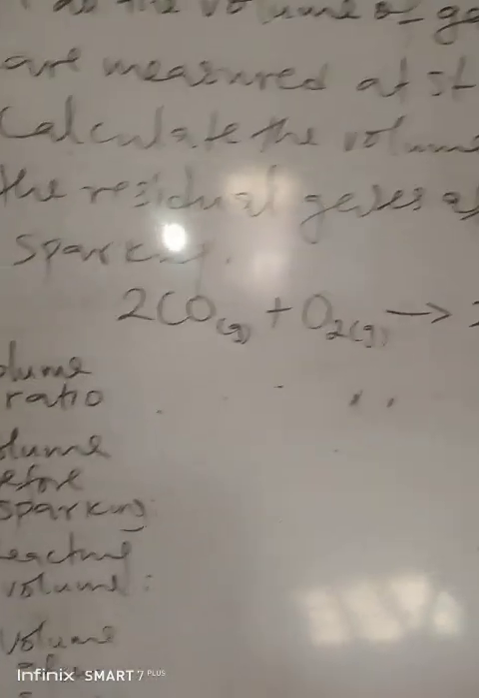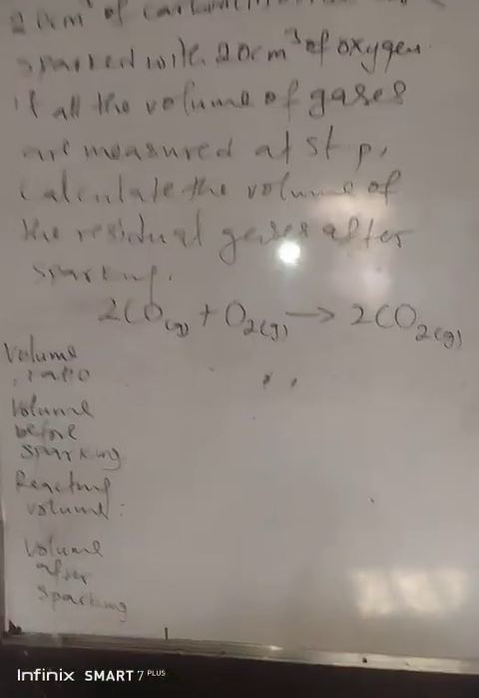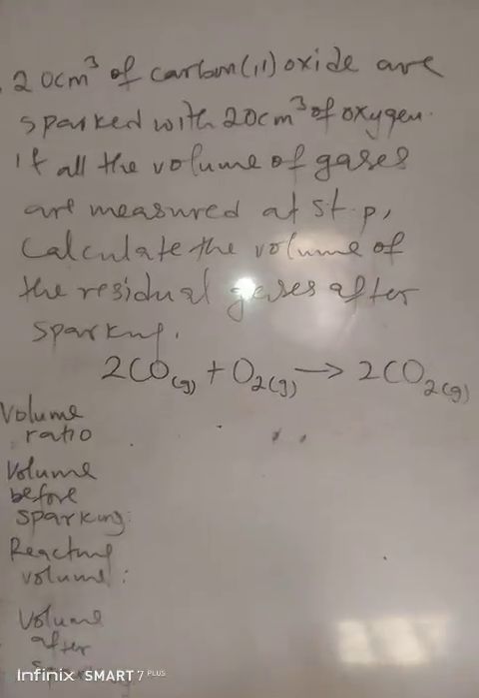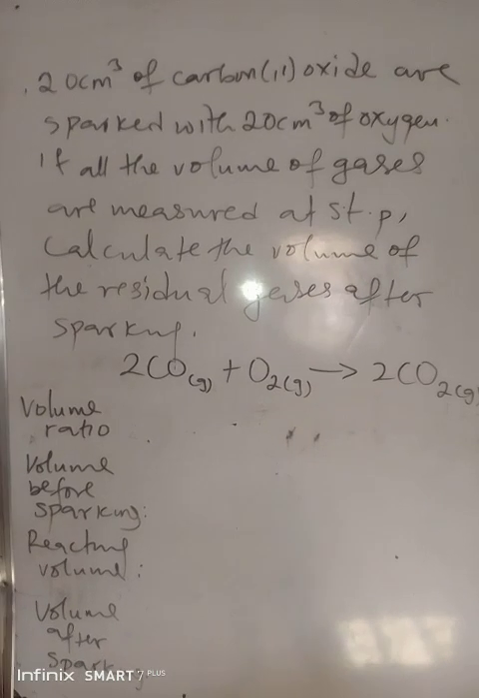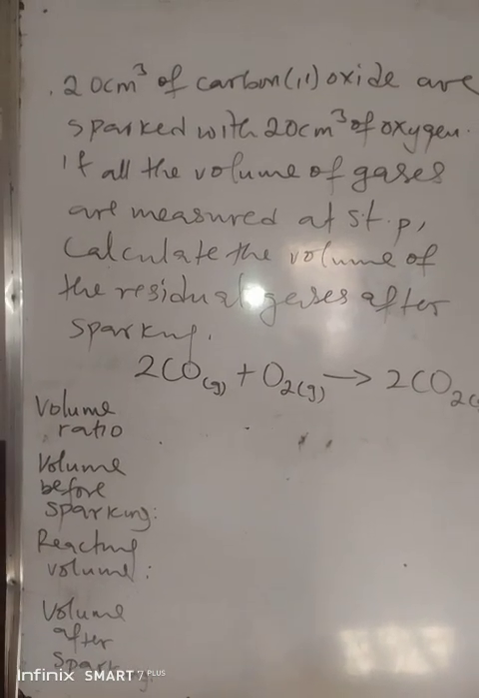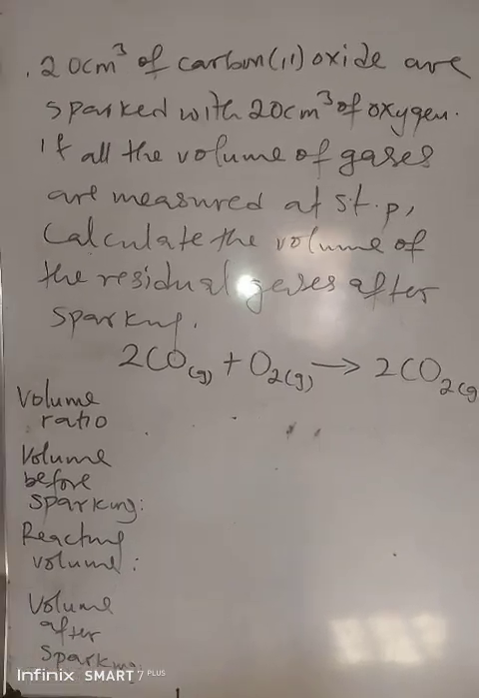Finish. So here we have to start with this. This is the equation for the reaction. CO, whose 20 cm³ was given. Carbon(II) oxide is CO. In your note it was written carbon(I) oxide, but it's carbon(II) oxide, so you have to correct that.